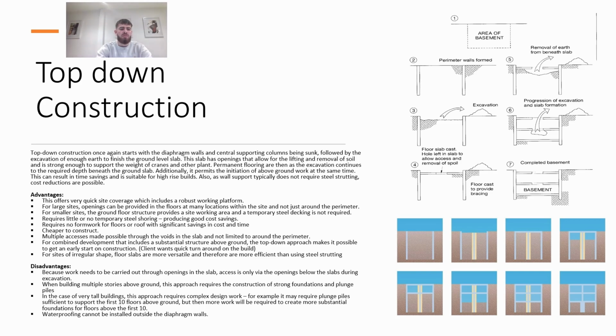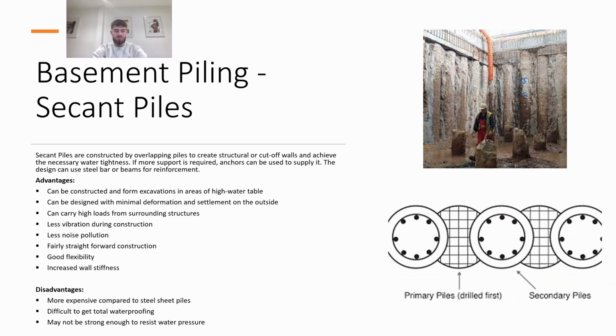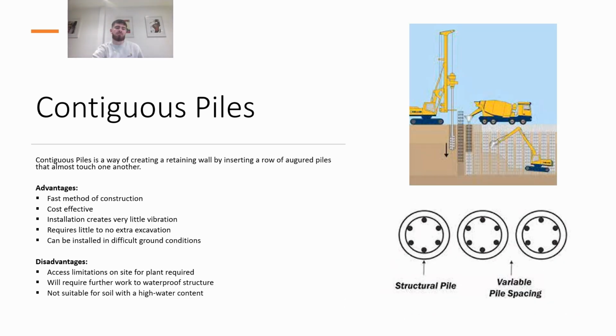For combined development that concludes as a substantial structure above ground, the top-down approach makes it possible to get an early start in construction, which is good in this case because the client wants a quick turnaround on the build. For sites of a regular shape, floor slabs are more versatile and therefore more efficient in using steel shuttering. Please see in this slide the description of secant piles as well as its advantages and disadvantages. Please see in this slide a description of contiguous piles as well as its advantages and disadvantages.